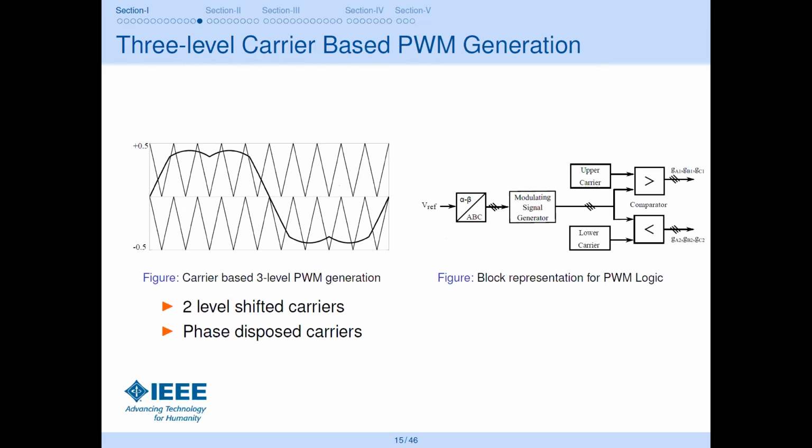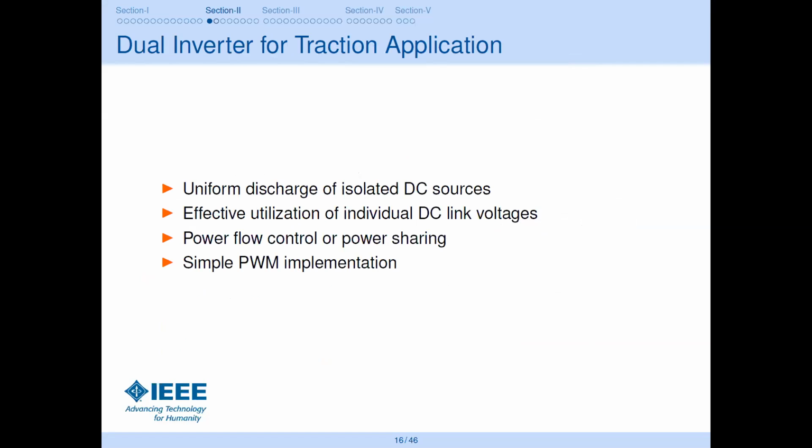So this is the very basic logic for generating a multi-level output voltage using the phase disposed carrier method and comparing with the triplen harmonic injected modulating wave. Now, when we use this dual topology for a traction application like an electric vehicle or any automotive application, you have two isolated DC sources feeding two individual two-level inverters. So again, there will be a requirement for that.